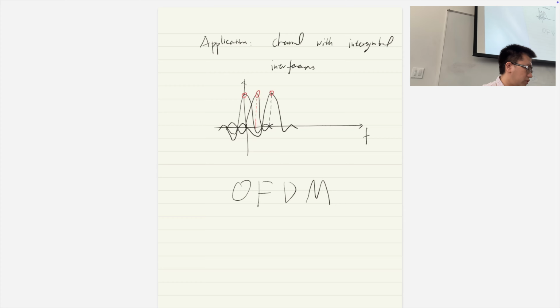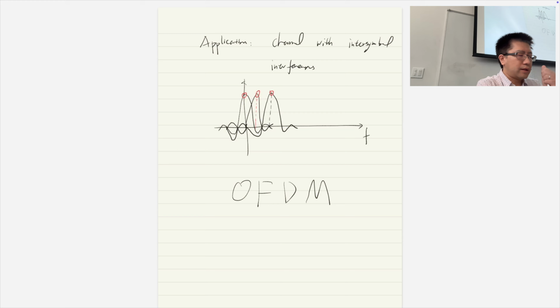So this is how we use water filling, because now each channel can be independent, and we can allocate the power to maximize the capacity. And this is what we use in practice.